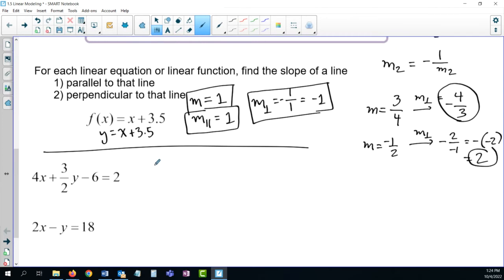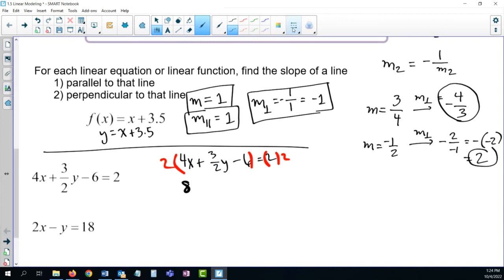So how am I going to find the slope of this line? You can do it 2 ways. You can either use the slope formula and find it, or you can get your equation in slope-intercept form. And whenever you're given an equation, it's usually easier to get it in slope-intercept form. So let's start out with what we have, 4x plus 3 halves y minus 6 equals 2. I'm going to get rid of fractions first. The only fraction in here is that 2 in the denominator, so I'm going to multiply both sides by 2 to get rid of it.